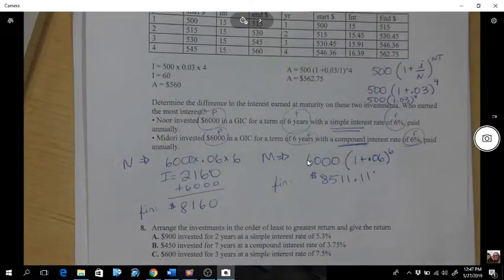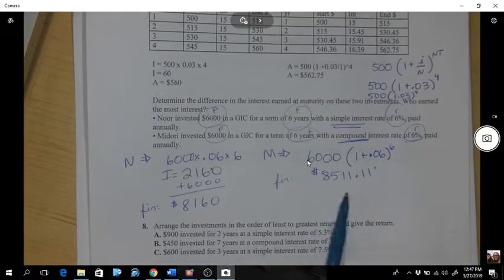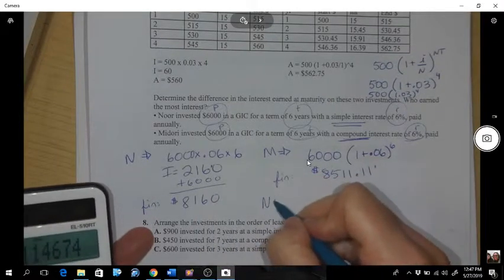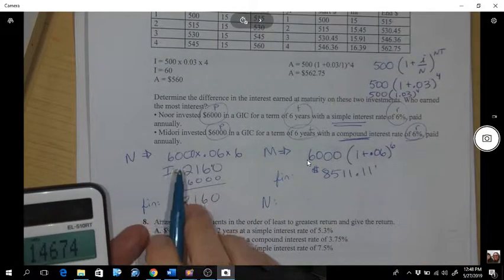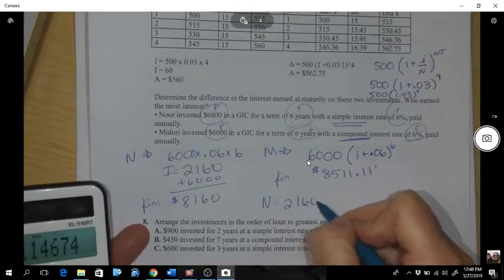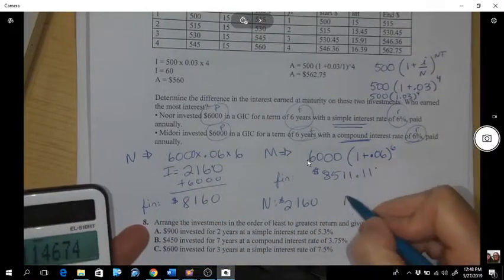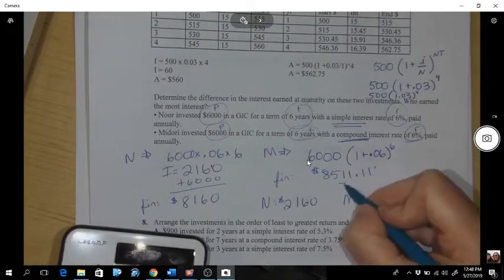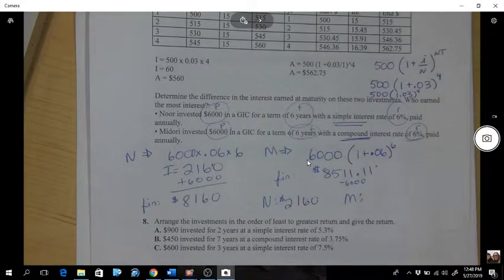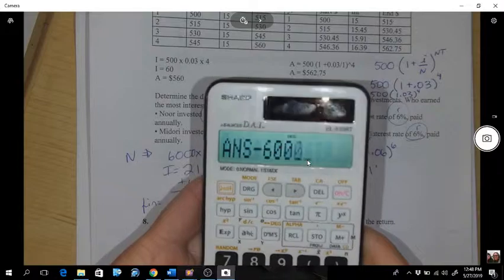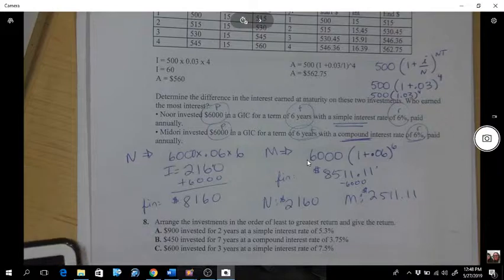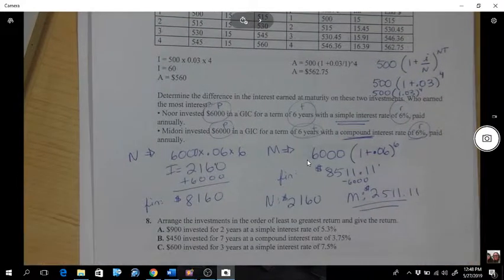Okay. So this is the final amount that they both have, but who earned the most interest? Okay, so we knew that Nor got $2,160 of interest, and Midori got, we would have to subtract 6,000 off of that. So $2,511.11. Okay, so Midori got the most interest.